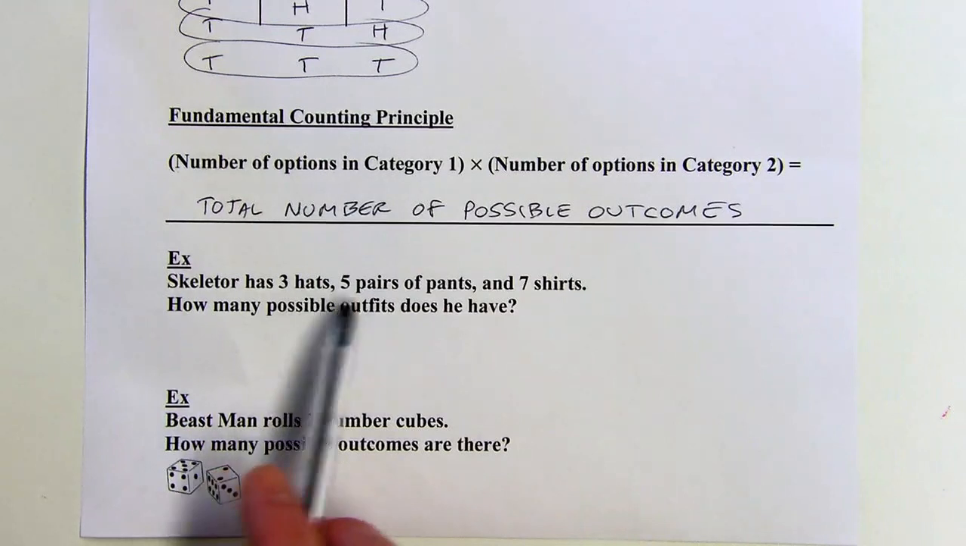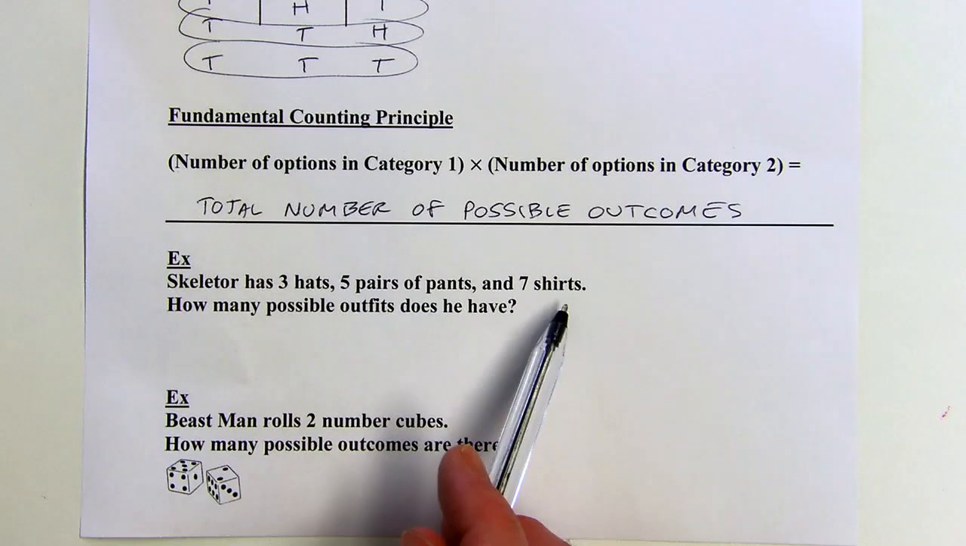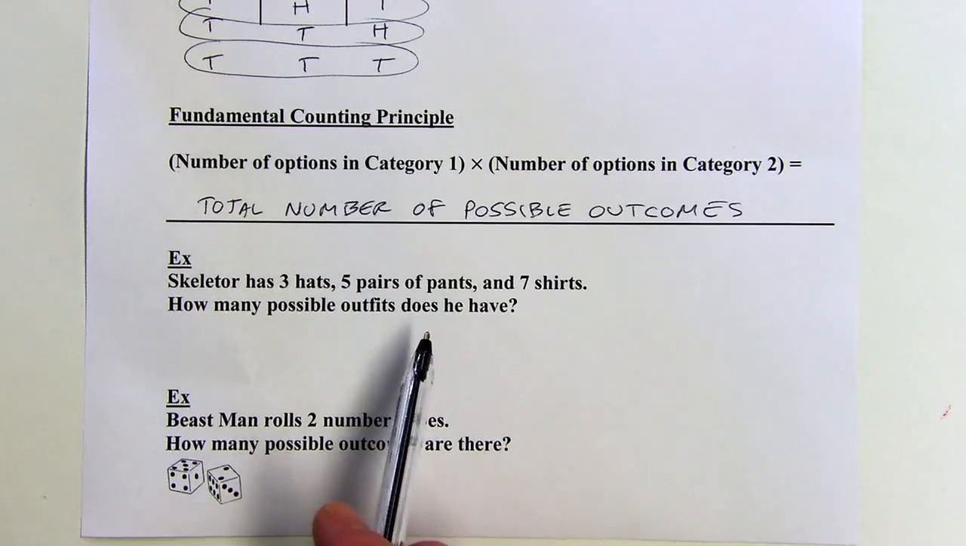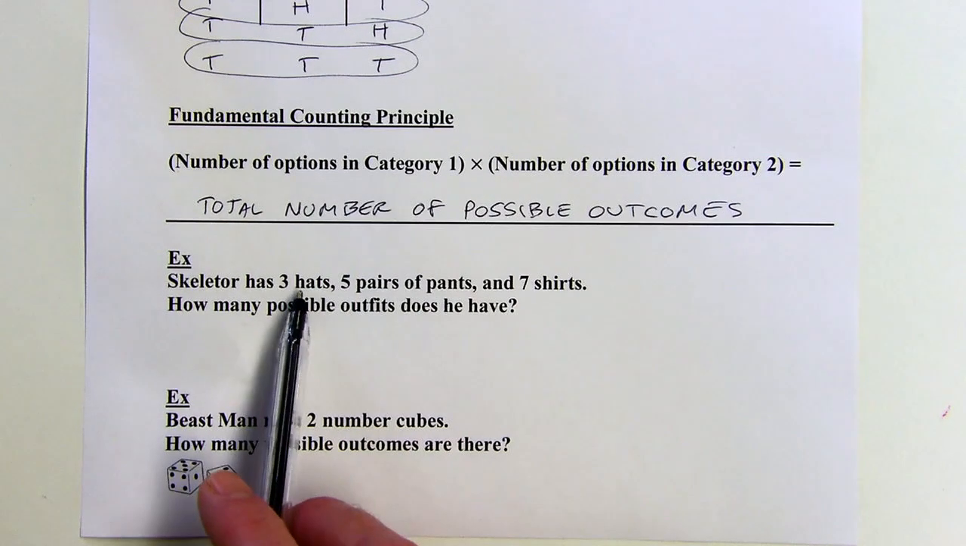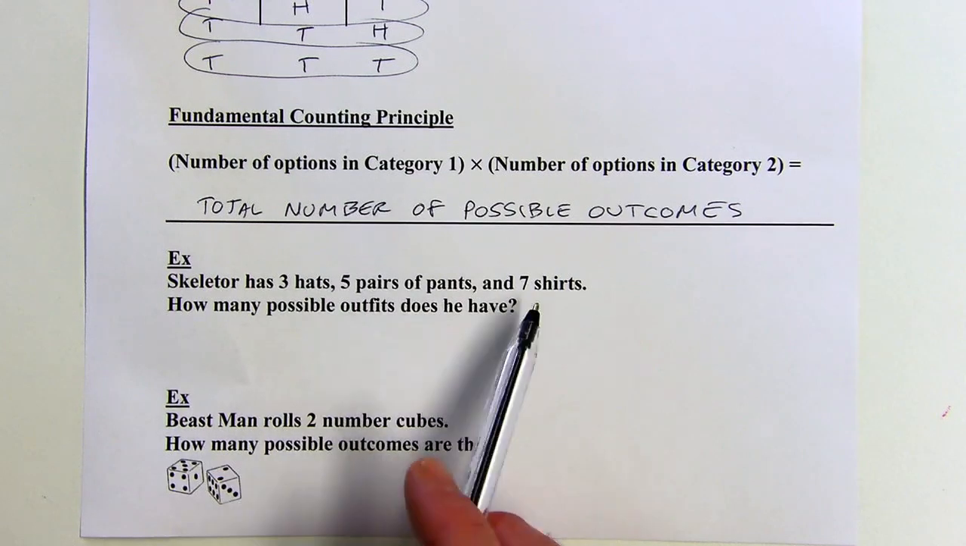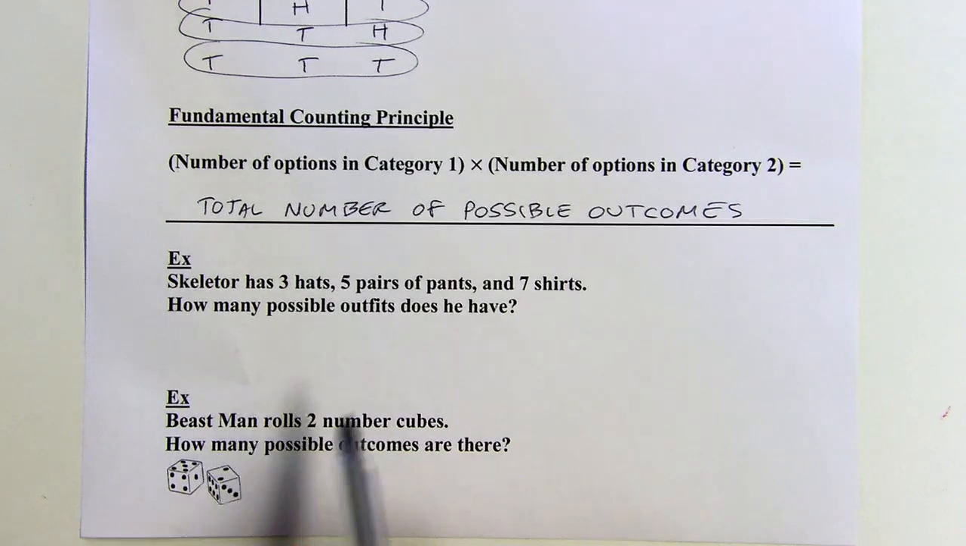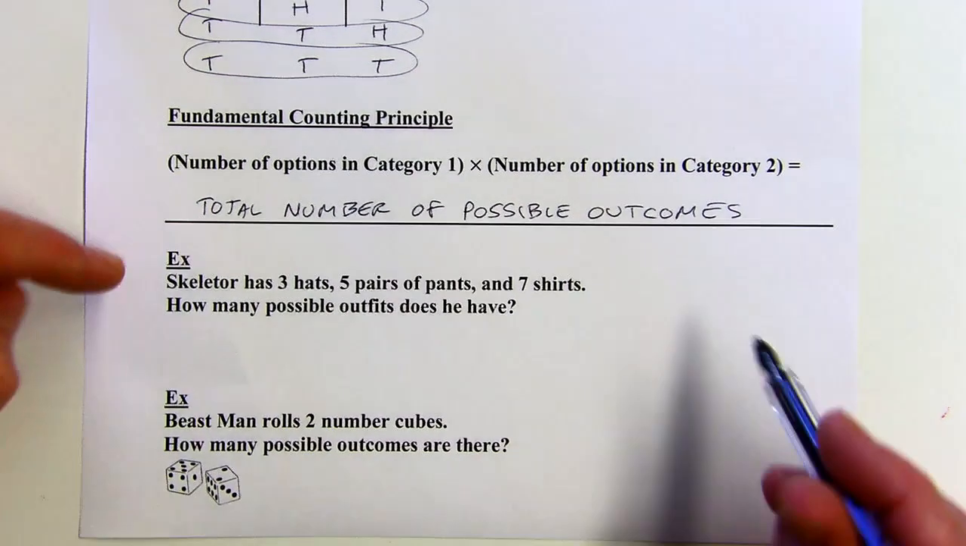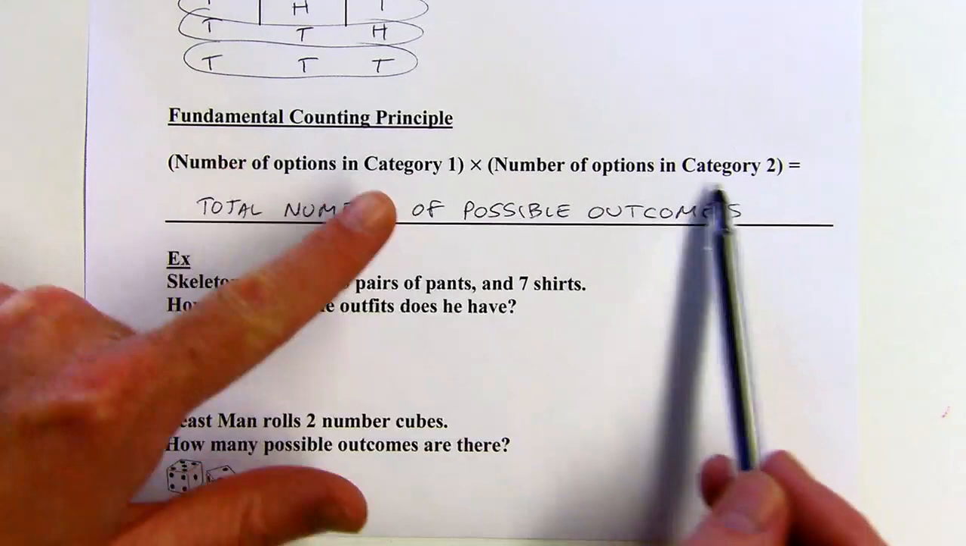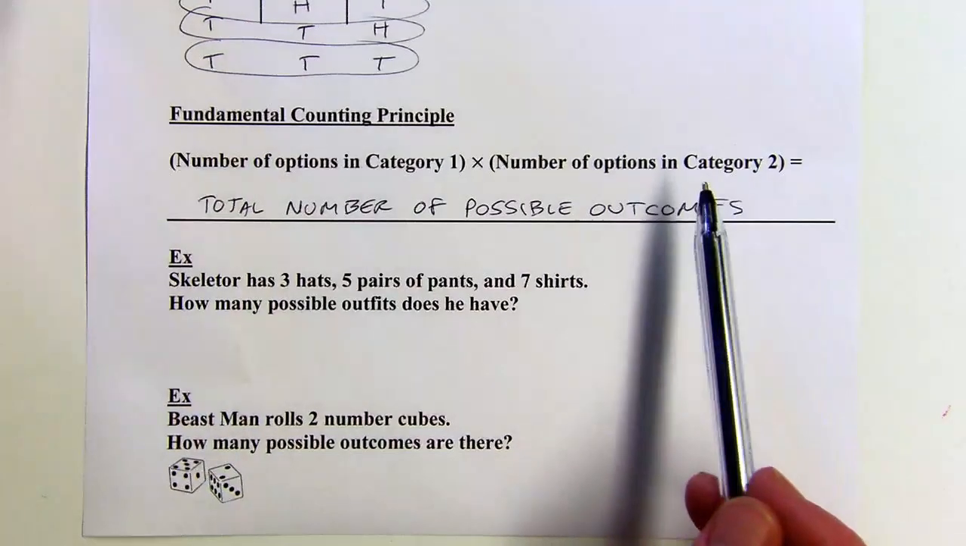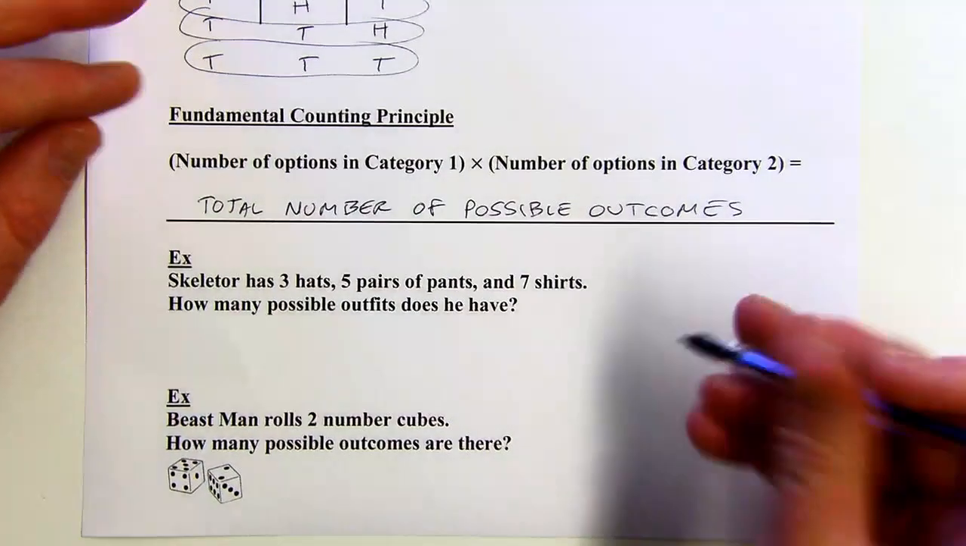Skeletor has 3 hats, 5 pairs of pants, and 7 shirts. How many possible outfits does he have? Let's assume he's going to pull 1 hat, 1 pair of pants, and 1 shirt to make an outfit. So I'm just thinking about the different categories here. I said category 1 times category 2, but you could have more than 2 categories for the fundamental counting principle, like we do here.